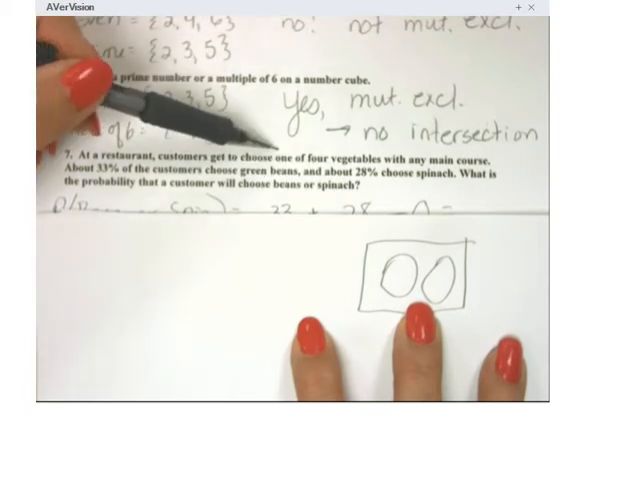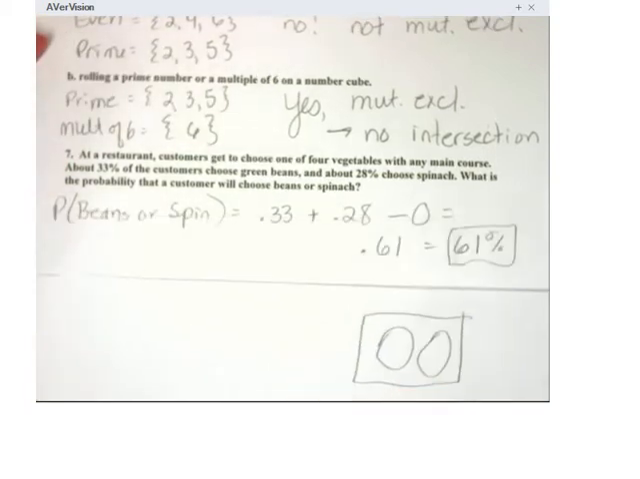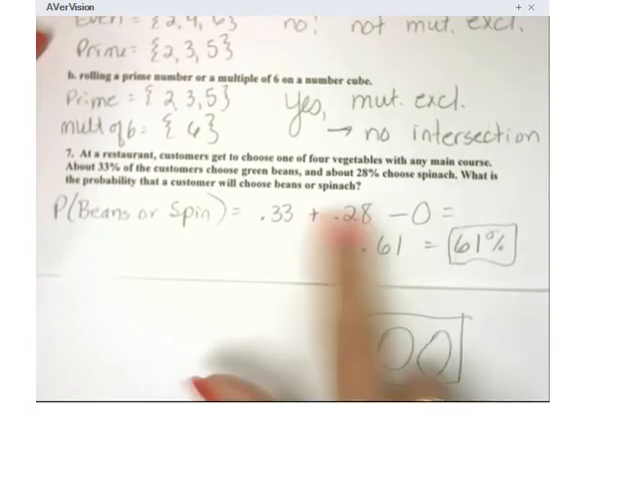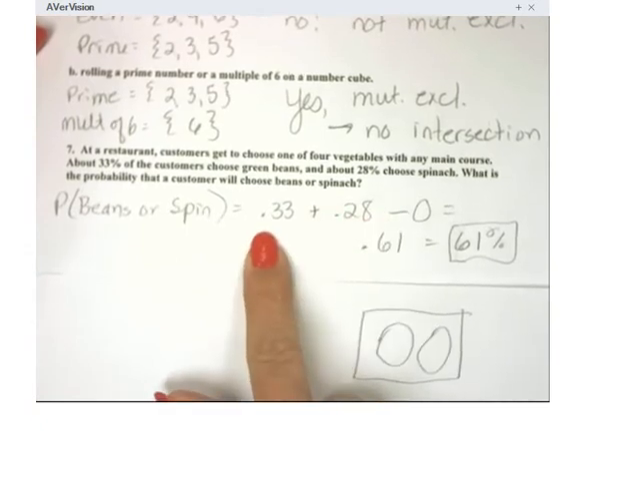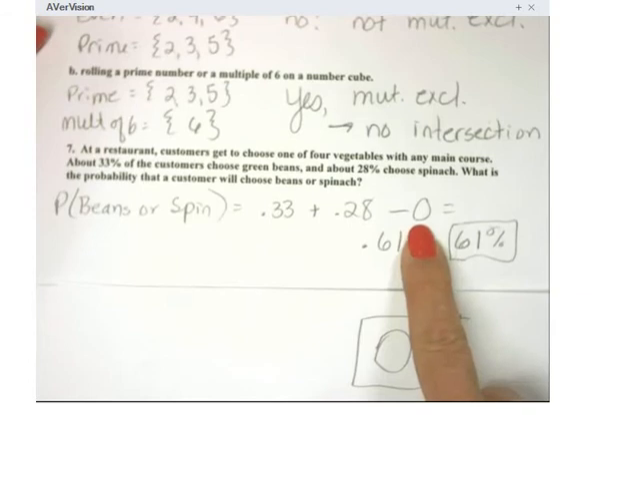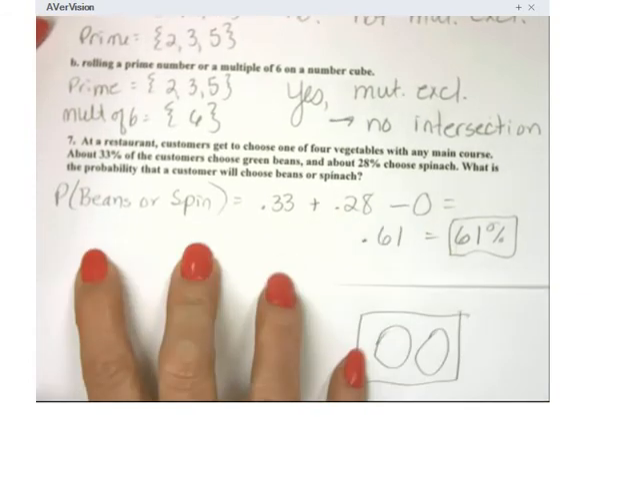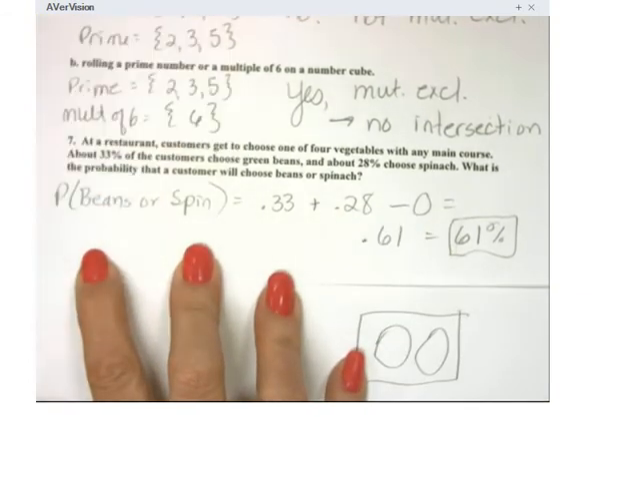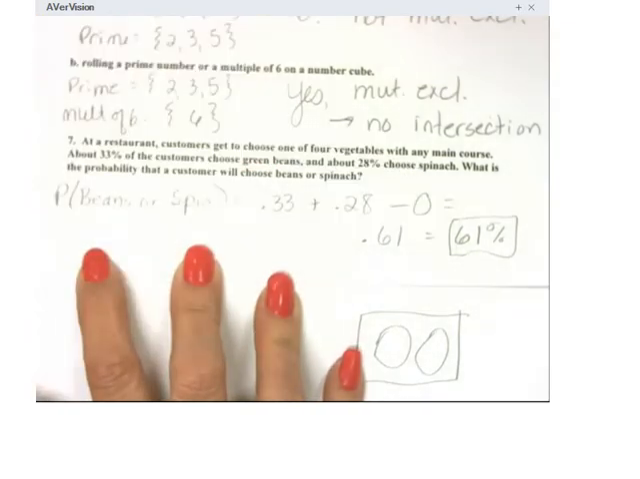Well, they only get to choose one. Therefore, we can just add these two probabilities together. There is no intersection. These two events are mutually exclusive because they only get to choose one. Now, if they could choose more than one, we wouldn't know what the overlap was from the wording of the question.